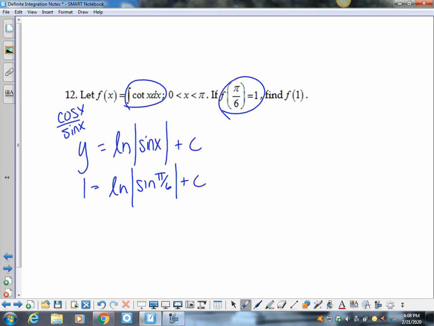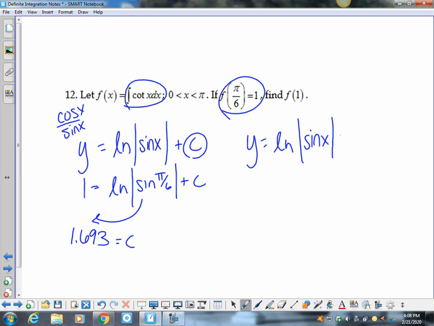And then to solve for c, I'm just going to subtract this over. So I'm going to use my calculator and get a decimal. I'm going to make sure I'm in radians, and I'm going to do 1 minus ln sine of pi over 6. And you're going to get 1.693. So that's my c. So now I have y equals ln of sine of x plus 1.693.